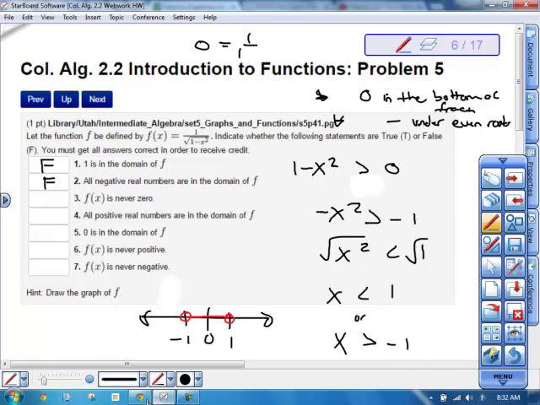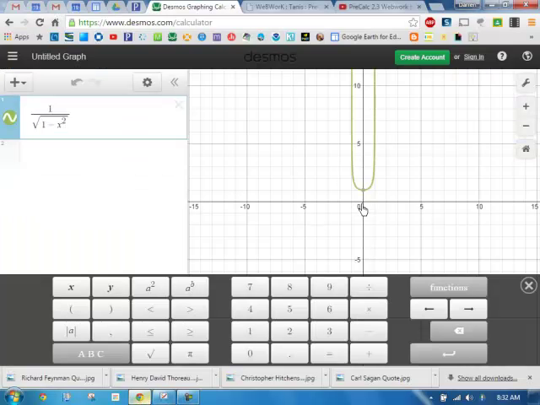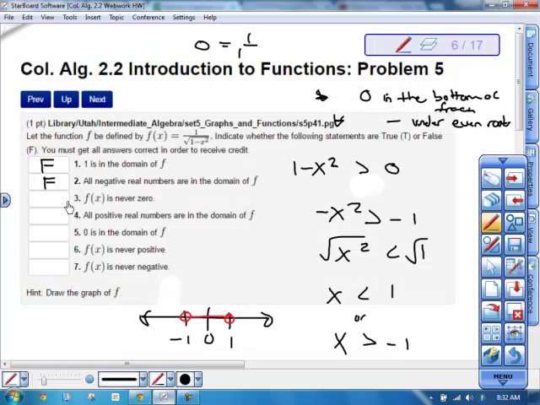So if you're not sure, you can always look at the graph. The graph of this thing never touches the x-axis, so y is never 0. 0 is not in the range, so to speak. So that's true. The y value is never 0. All positive real numbers are in the domain? No, that's not true. Only from 0 to 1, not including 1, are the positive numbers that are in there.